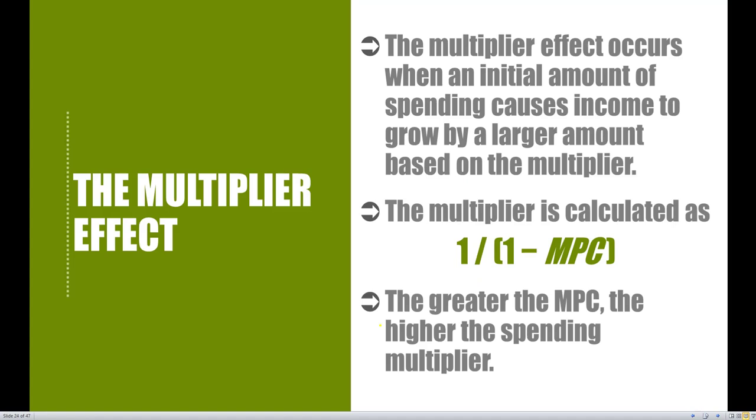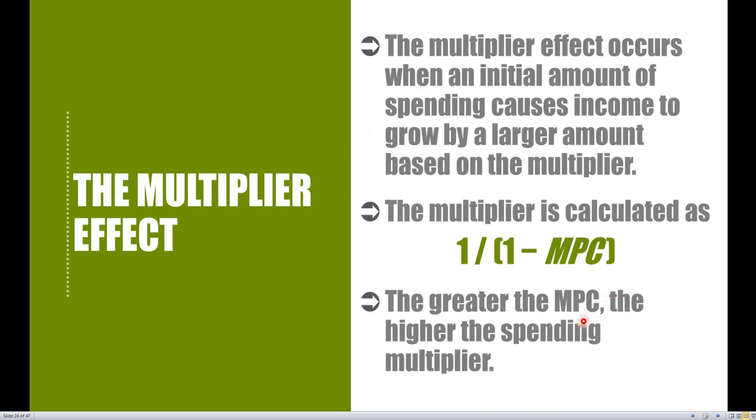So here, a few more things we want to note about the multiplier effect. It occurs when an initial amount of spending causes income to grow by a larger amount based on the multiplier. It's calculated as we've seen here, 1 over 1 minus MPC, or 1 over MPS for short. And the greater the MPC, the higher the spending multiplier is going to be, because the MPC is in the denominator. The higher the MPC, the smaller the denominator is going to be, and the smaller the denominator, the bigger the entire fraction becomes.